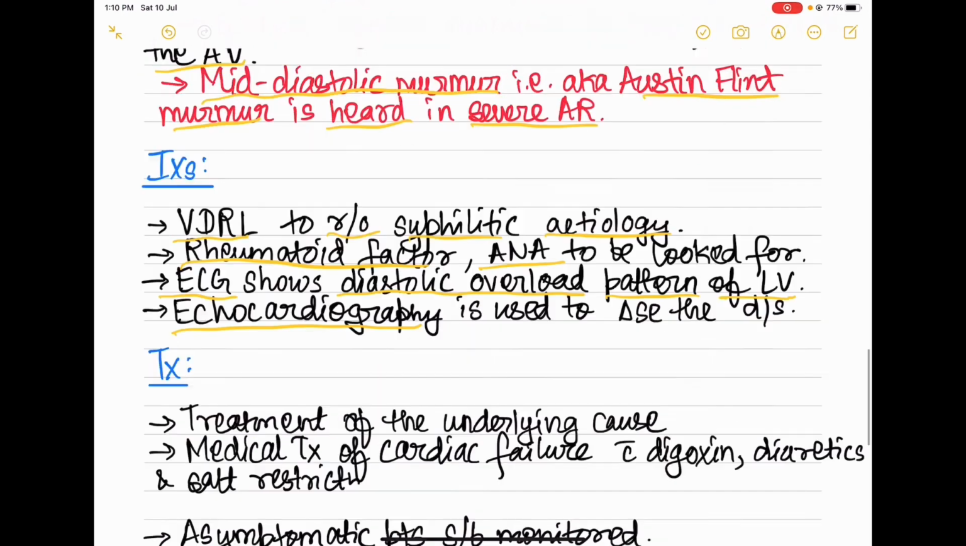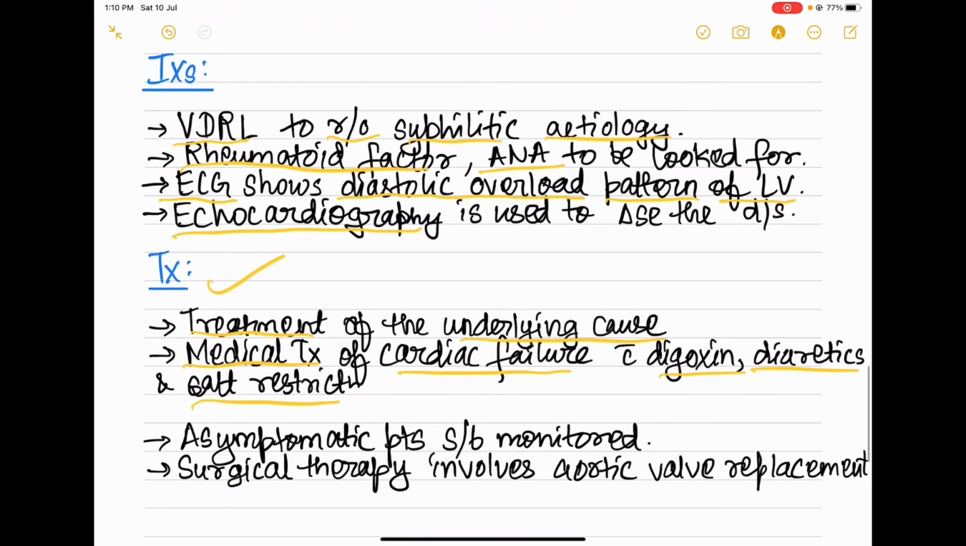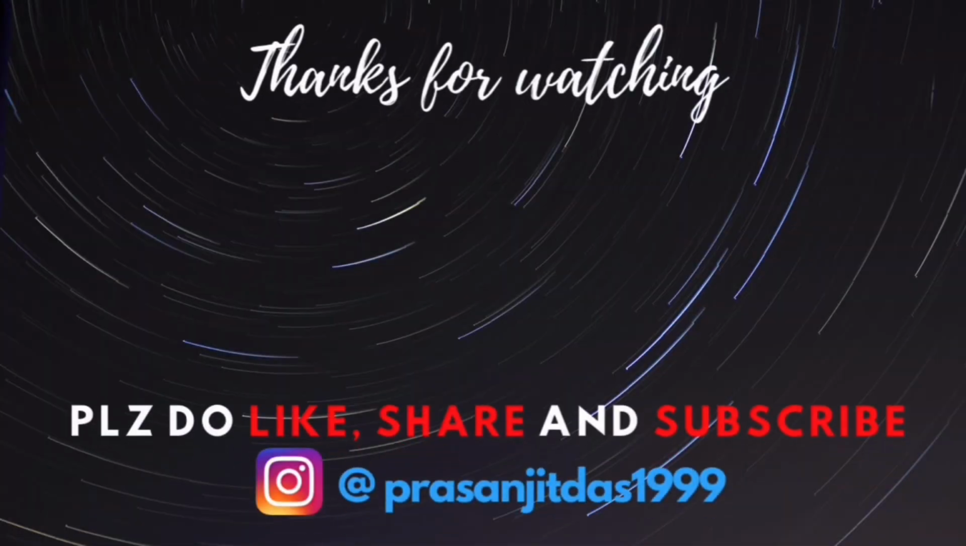Coming to the treatment, first we have to treat the underlying cause, and medical treatment of cardiac failure is digoxin, diuretics, and salt restriction. In case of asymptomatic patients, we have to monitor them, and surgical therapy involves aortic valve replacement. So that was about aortic regurgitation.